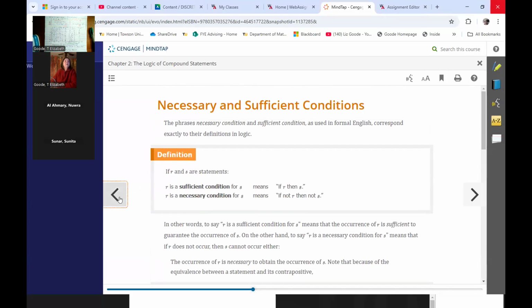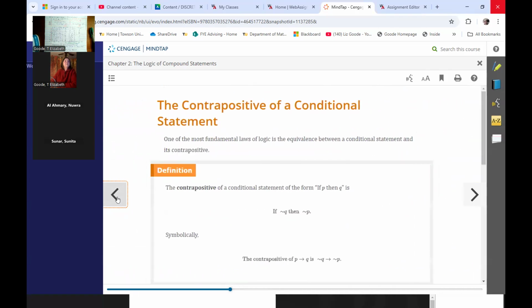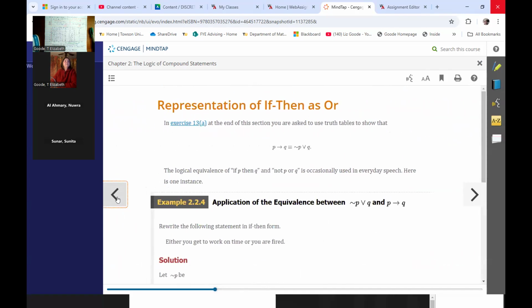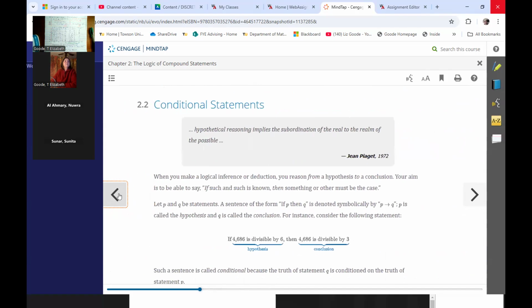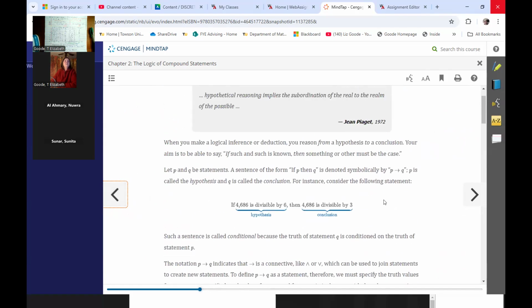Let's back up a little bit to the conditional. I think it was conditional statements, the start of chapter 2. All right. So when you make a logical inference or deduction, you reason from a hypothesis to a conclusion. If such and such is known, then something or other must be the case.